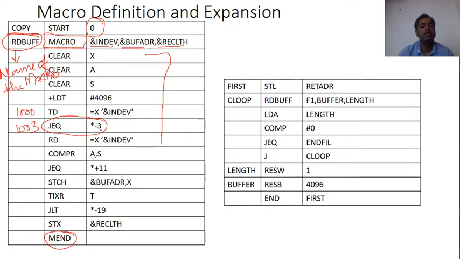What is the reason? Suppose that I have written a label here, lab, and I have written lab in place of this one. Now the same task can also be completed by using the label lab here and here, but it will create a problem. When you invoke this macro rdbuff more than one time in the program, suppose that in the program you have invoked this rdbuff 2 times.